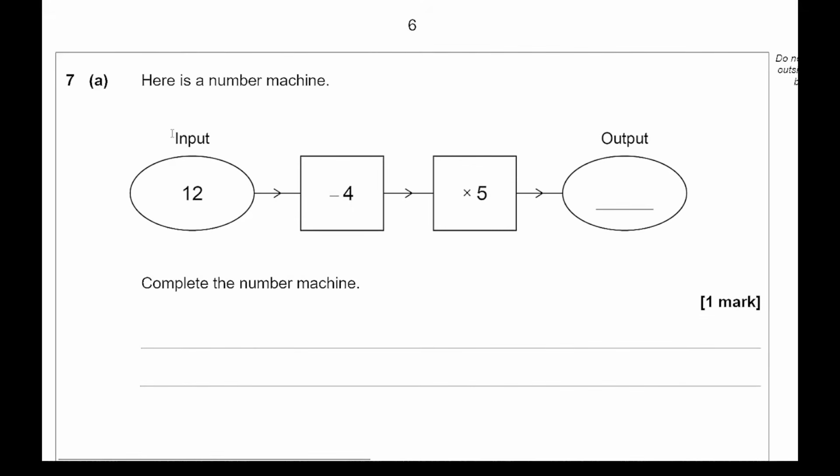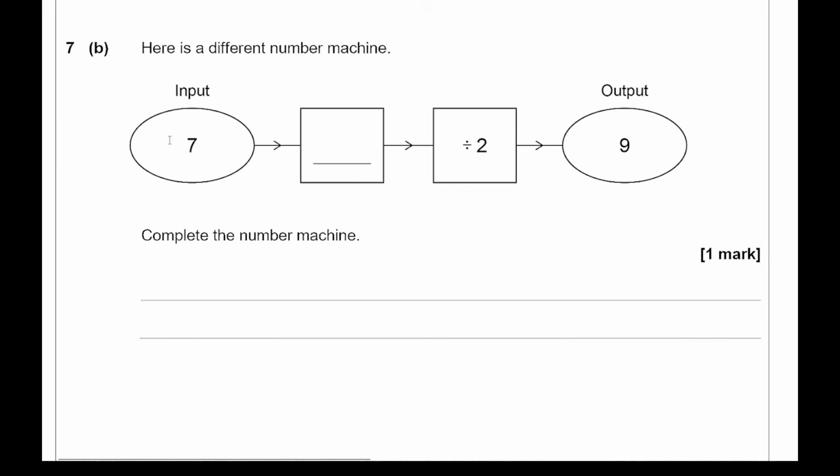Moving on to question 7, it says here is a number machine, complete the number machine. So starting with 12, if we take away 4, multiply by 5. Now you can do this straight on your calculator, in which you should have the answer of 40.